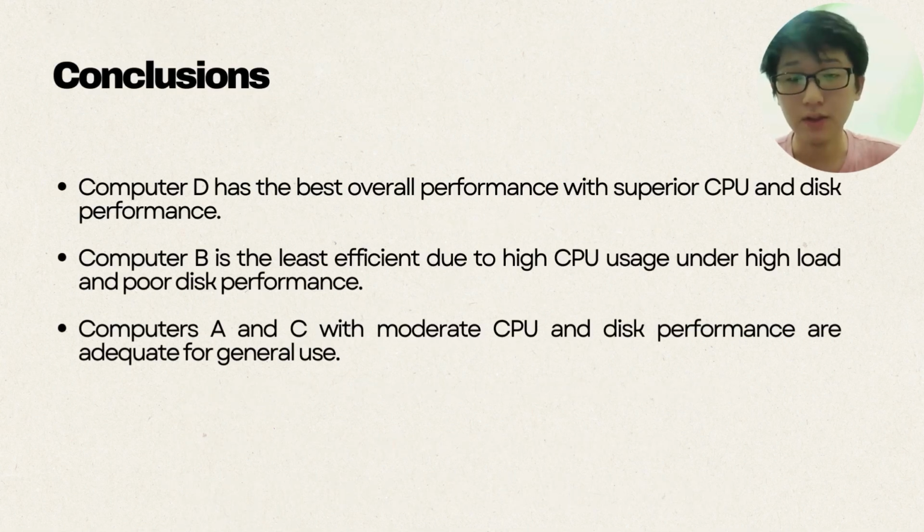To conclude the results we get from different types of benchmarking software, Computer D has the best overall performance with superior CPU and also disk performance. And Computer B is the least efficient due to the high CPU usage under high load and poor disk performance. And Computers A and C have moderate CPU and disk performance.